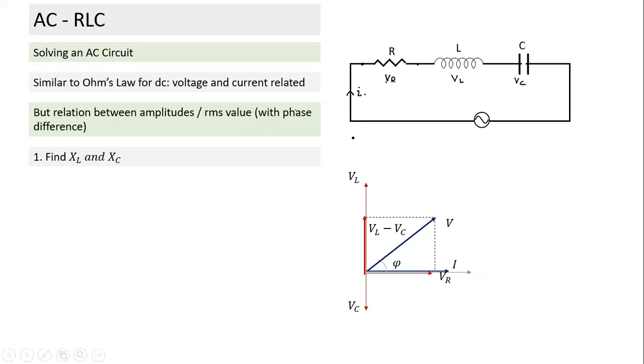So if this is given, how do we solve this circuit? The moment this is given, the first thing you should do, if inductor and capacitor are given, we can find out XL value and XC value. What is XL equal to? XL is equal to omega L. XC is equal to 1 by omega C.